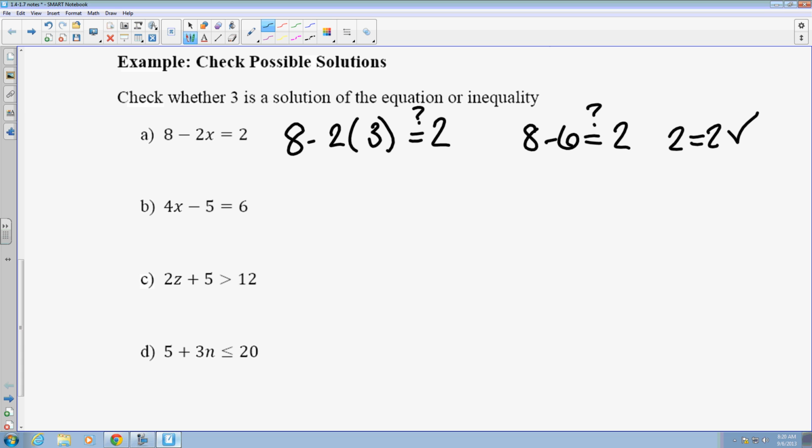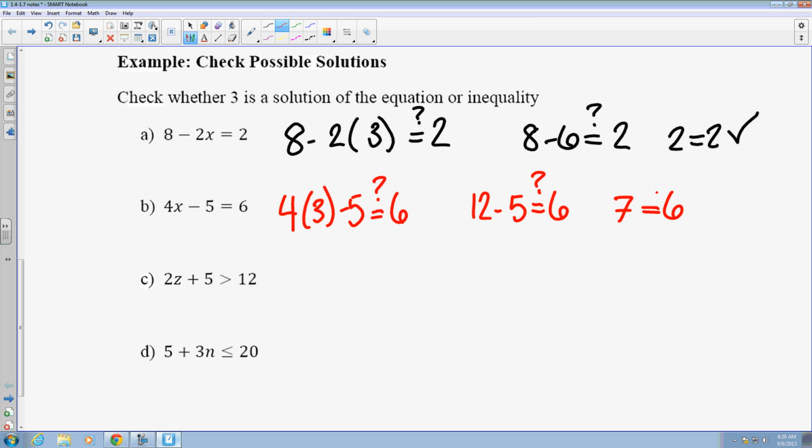So it is a solution. Part B, we're still putting 3 in, and we're checking if it's going to be equal to 6. 4 times 3 is 12, minus 5, checking to see if that's equal to 6, but 12 minus 5 is 7, and 7 is most definitely not equal to 6, so that one does not work.